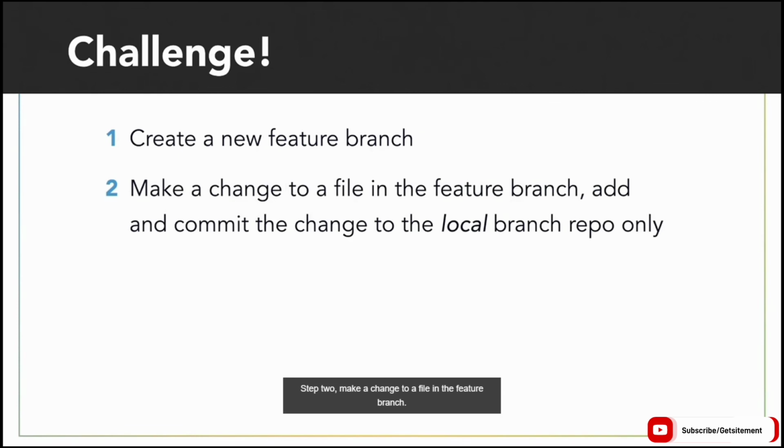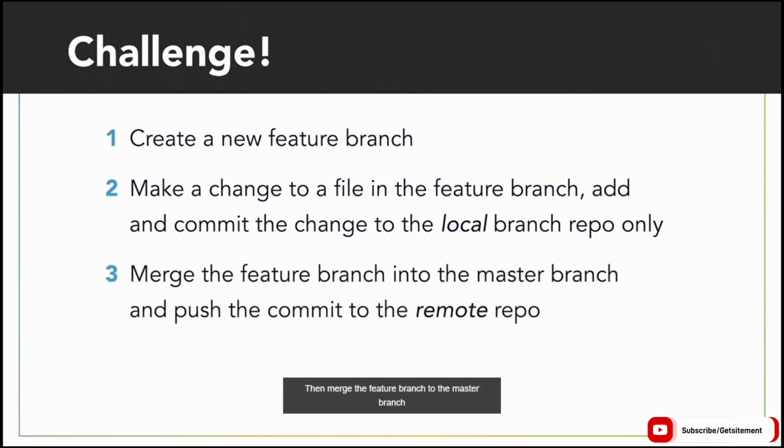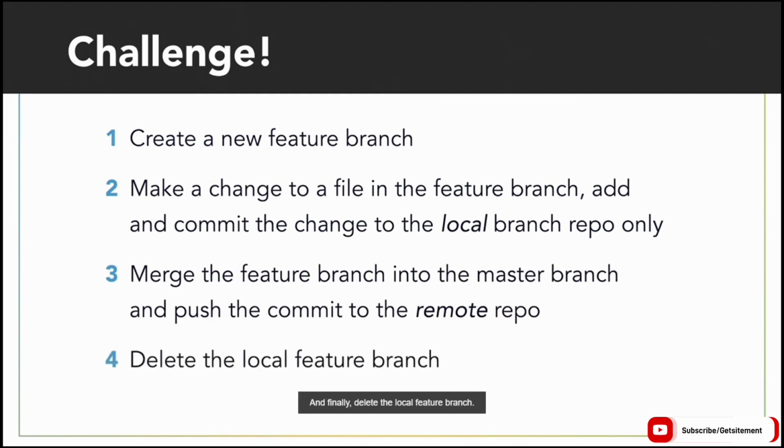Step 2. Make a change to a file in the feature branch. Any type of change, then add and commit it to the local branch repo. Then merge the feature branch to the master branch and push the commit to the remote repo. And finally, delete the local feature branch. When you are ready, join me in the next session for this video.